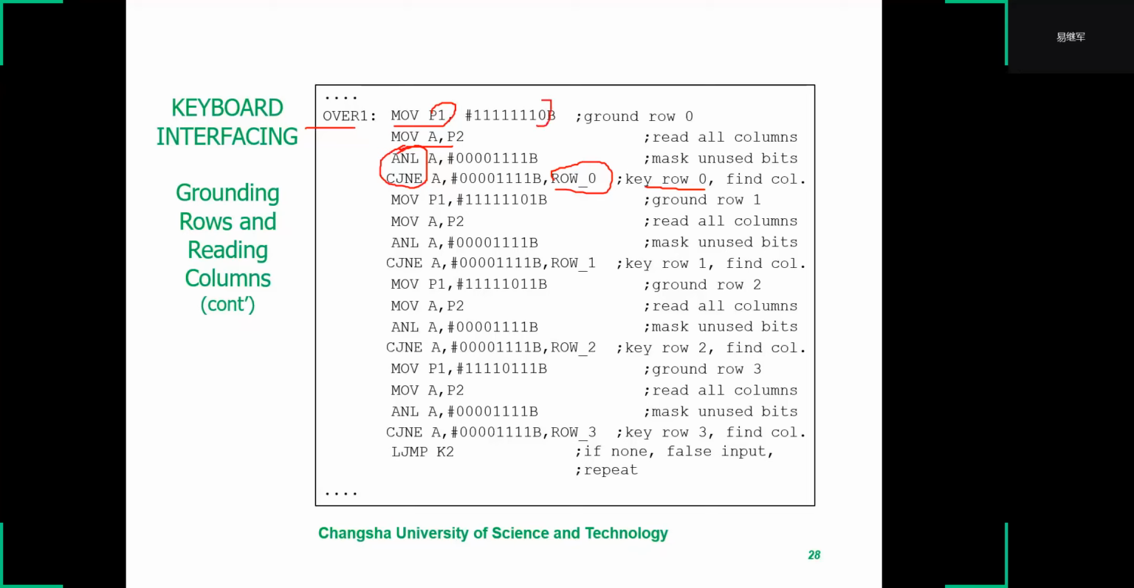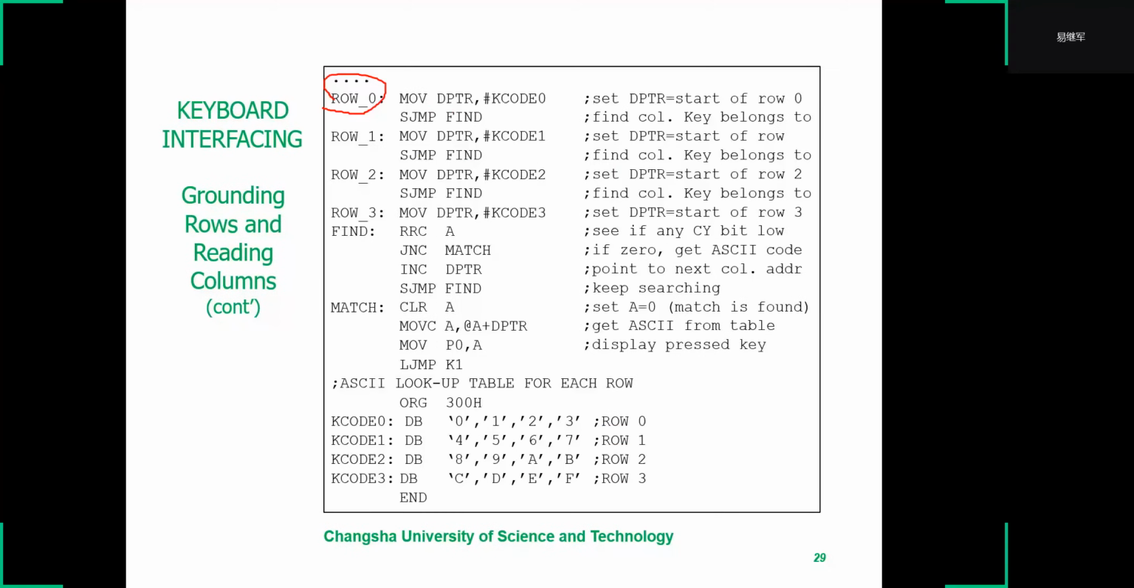K0 is K0, so next K2, next K3. So if any of these happens, just jump to the subroutine for every key. Jump to here, jump to here.